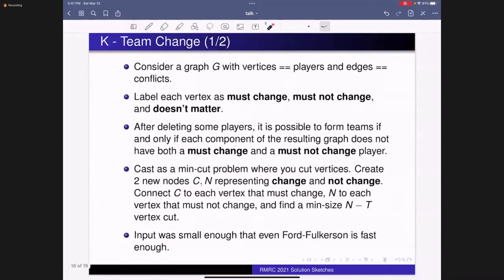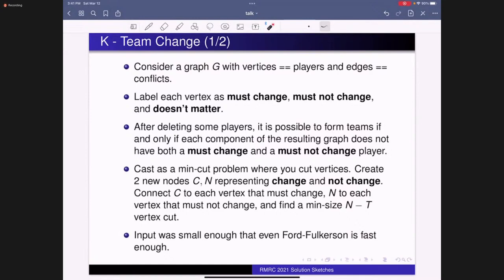Team change. All right. So with team change, ultimately this is a network flow problem. So the way I like to think about it is from the input, you know if a vertex is a player. So I'm going to think of it as a graph with vertices being players and edges being conflicts between players. Label each vertex as they must change, they must not change, or don't matter. So based on their current team and their preferred team, if they have one, we can label them this way.